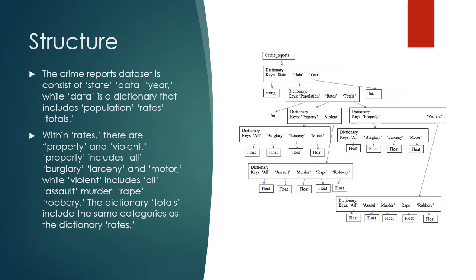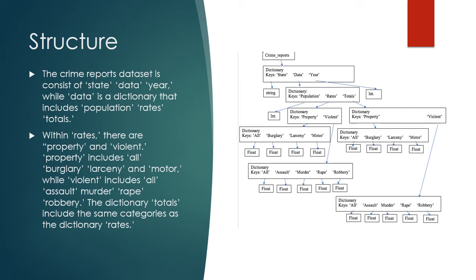Here's the structure for this dataset. As you can see, the crime reports dataset consists of three main categories: state, data, and year. While data is a dictionary that includes population, rates, and totals. Within rates and totals, there are two dictionaries: property and violent. They include all the crimes that are involved in this dataset, which are burglary, larceny, and murder, etc.